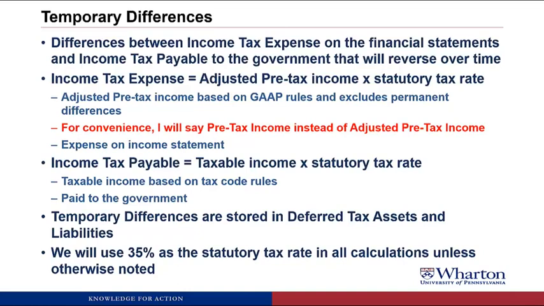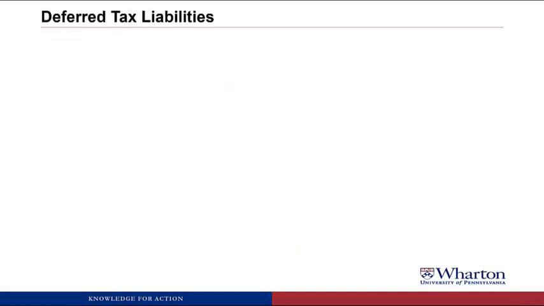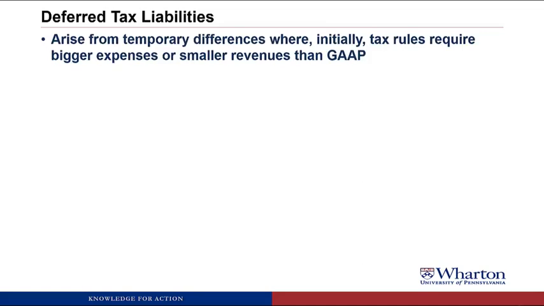We're going to first take a look at deferred tax liabilities. Deferred tax liabilities arise from temporary differences where initially tax rules require bigger expenses or smaller revenues than GAAP. Now, what we mean by initially is at the start of whatever transaction generates the temporary difference. So for instance, if you buy a new piece of equipment, you're going to depreciate that differently for book and tax. And so initially, we're talking about the first years of depreciation.